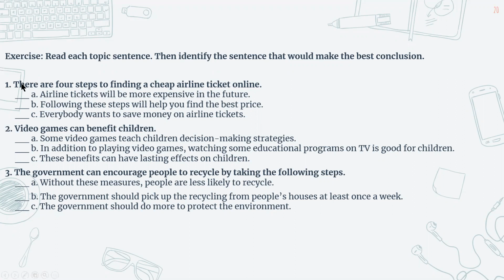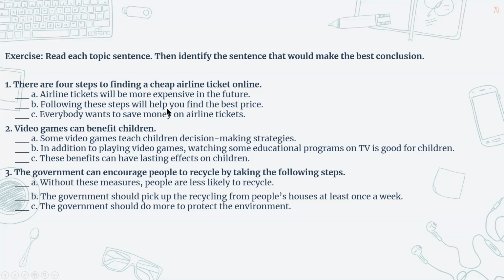The first one: there are 4 steps to finding a cheap airline ticket online. So it makes sense that the paragraph, the supporting sentences, will be about these 4 simple steps. Okay, but we need a conclusion. We need a concluding sentence, a final sentence. Airline tickets will be more expensive in the future. Okay, this is introducing a new idea in the paragraph, which is a big mistake. You shouldn't do that in the concluding sentence.